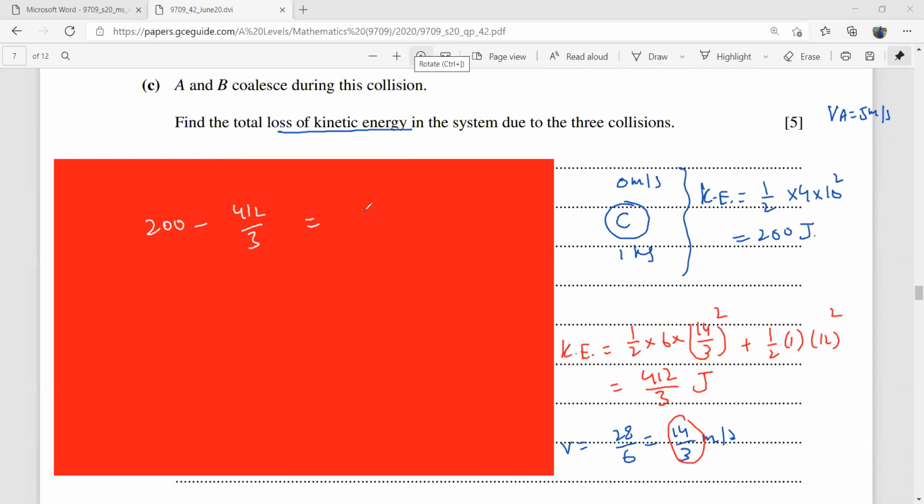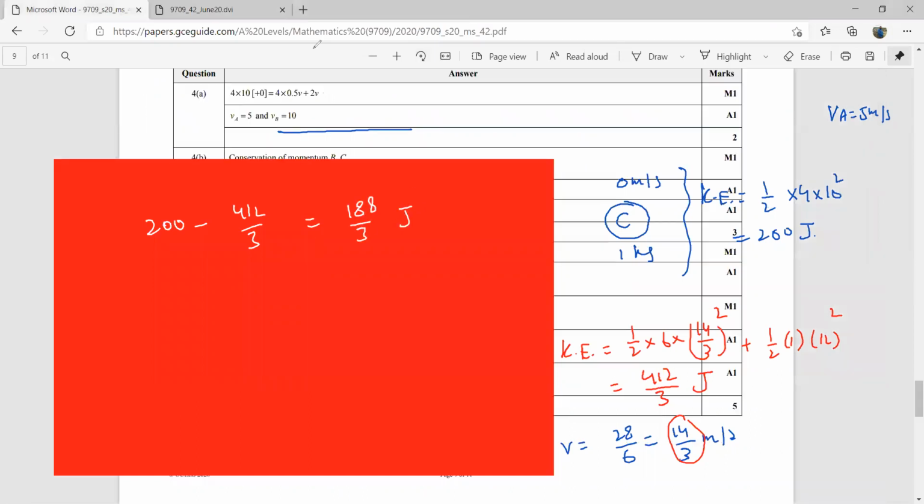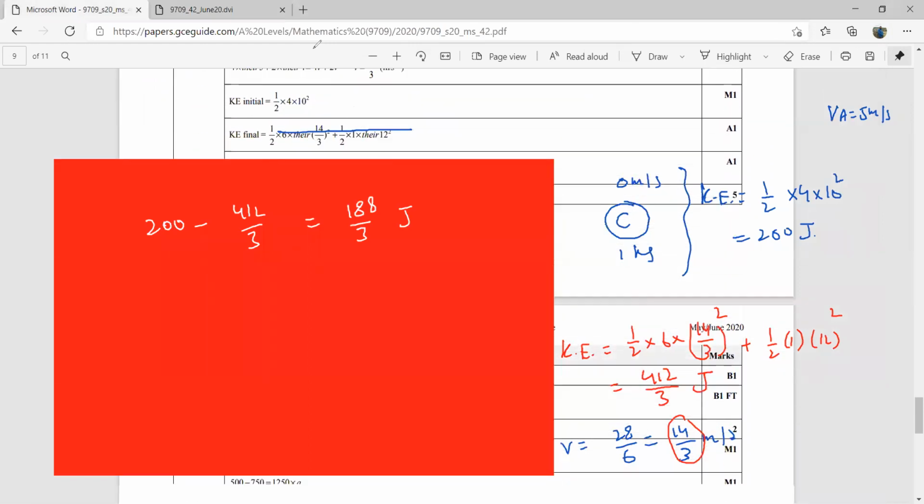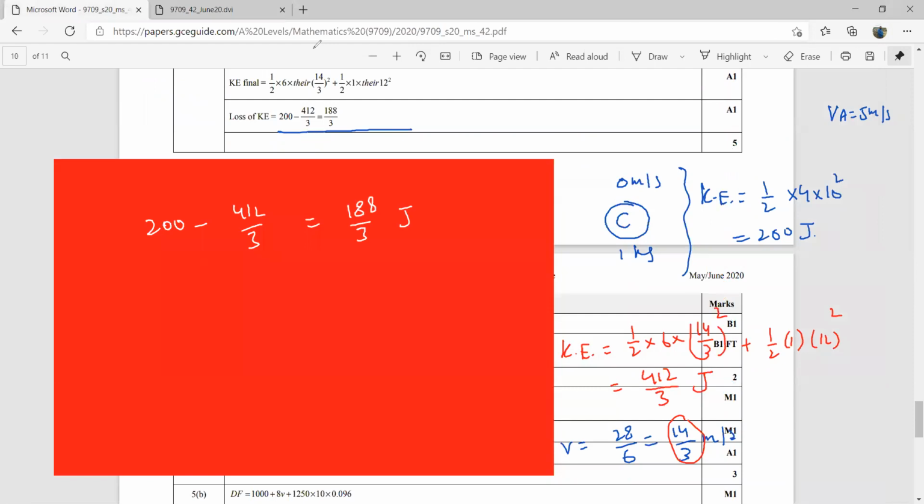Yes. This is 188 over 3 joules. Let me check the answer. Yes, this is 188 over 3 joules. So that is the loss in the kinetic energy. Here is the answer, okay? This is the answer that we have obtained: 188 over 3 joules. So that is the end of this question.